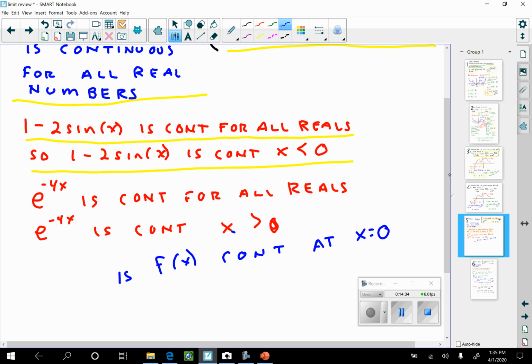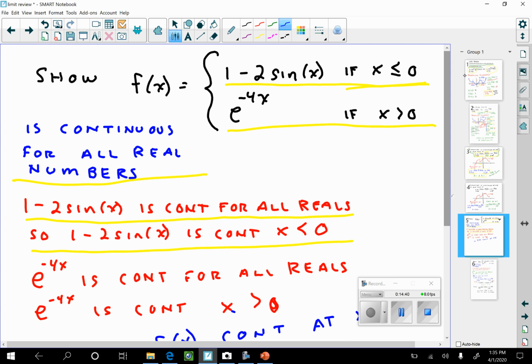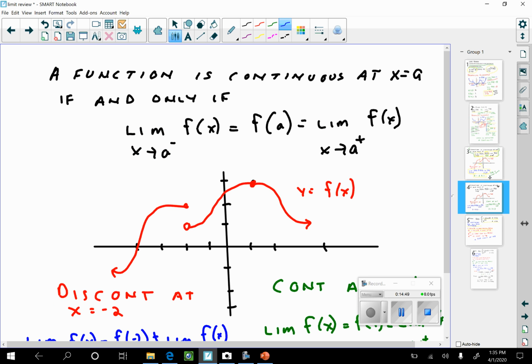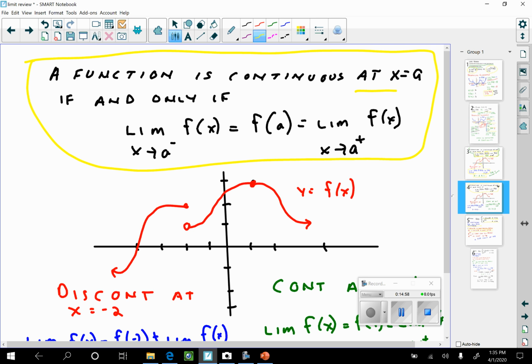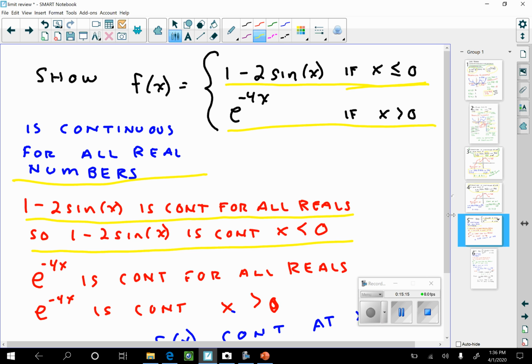That's my question. Well, guess what I'm going to do? I'm going to use the definition of continuity at a point, and here's that definition. A function is continuous at x equals a if and only if the limit as x goes to a from the left is equal to f of a, which is also equal to the limit as x goes to a from the right of f of x. So I'm going to have that statement. So if I come down here, let's write that statement out.